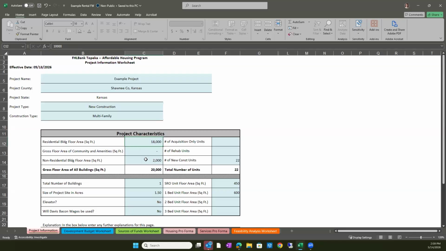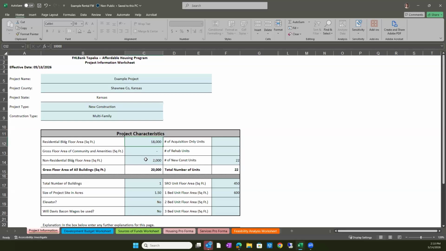So there are three different sections to break out your square footages into. There is your residential space, your community and amenities, and your non-residential space. The big thing that I want to note here is the difference between residential and non-residential space and what we define as non-residential space in the AHP program.